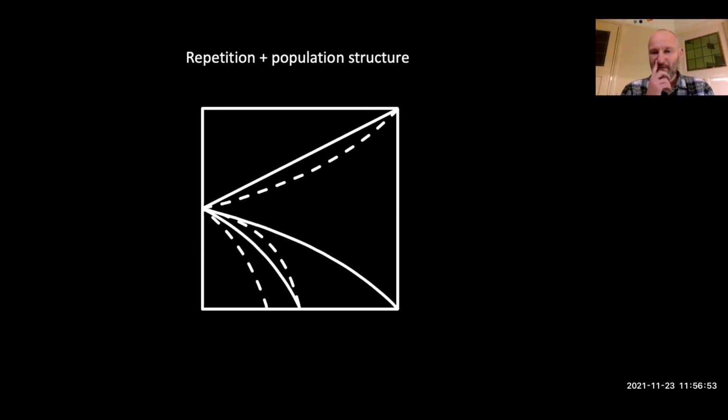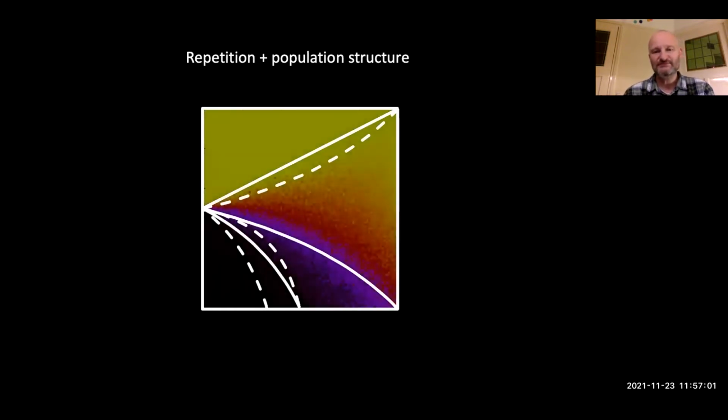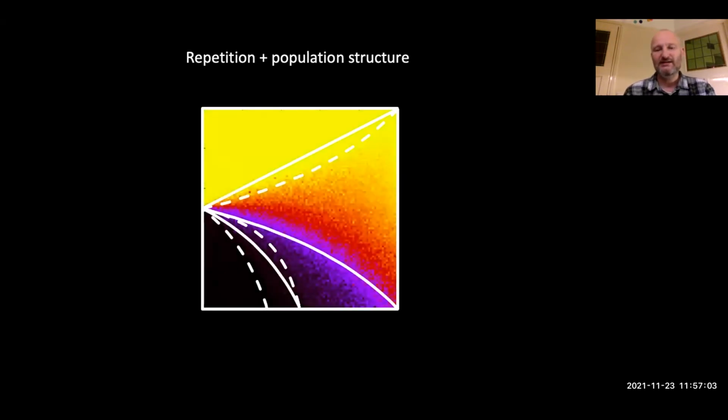So this example that I'm going to present now is there for two purposes. So let me first explain what this is. This is a part of theory that I'm super proud of. I think of this as a unified theory of repetition and population structure, where on the horizontal axis there is repetition, and on the vertical axis there is population structure, or a parameter that parameterizes that.